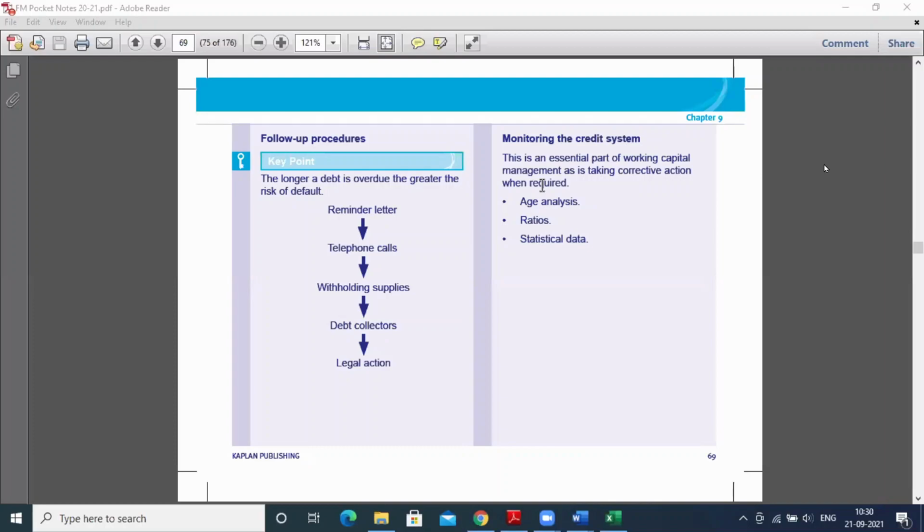Generally we assume that if a specific amount is overdue for more than 90 days, we consider it an aged receivable. Once again, I repeat, if it is overdue for more than 90 days, we assume it as an aged receivable. So aged receivables is one of the ways of monitoring the credit system.